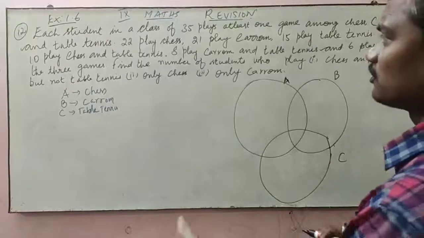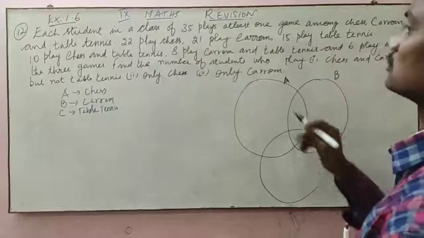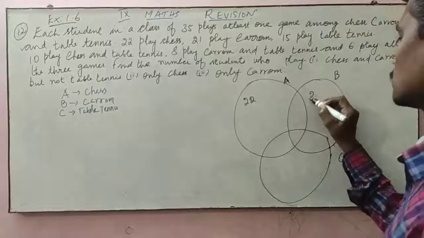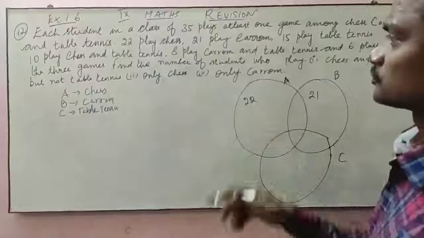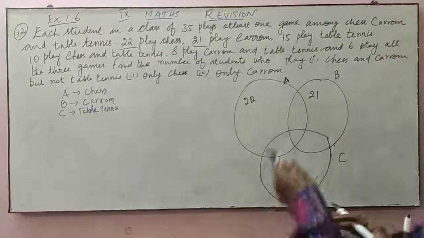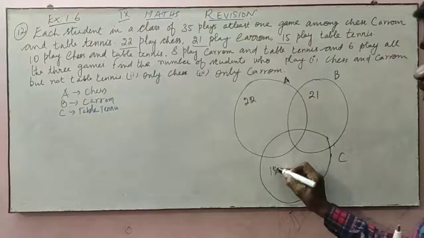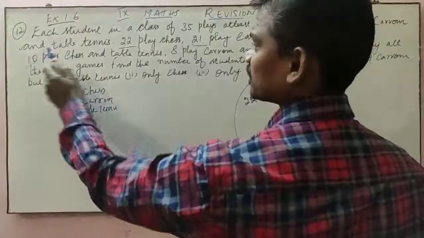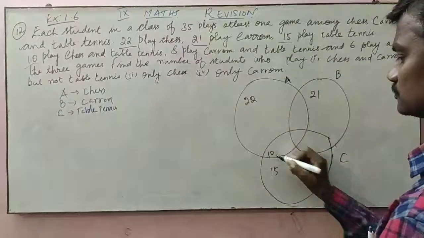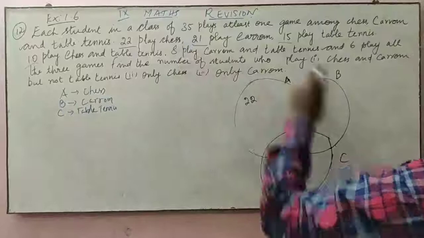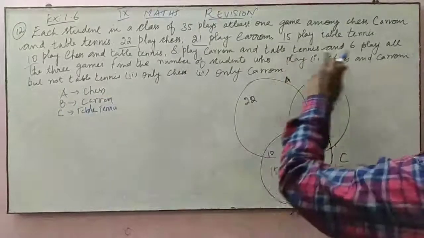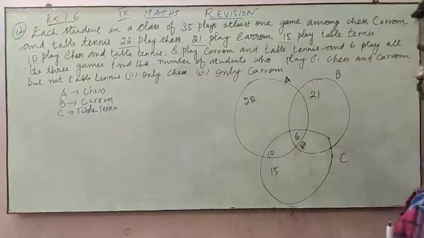Now we have to substitute the values. 22 play chess, 21 play carom, 15 play table tennis. 10 play chess and table tennis. 8 play carom and table tennis. And 6 play all the three. 6 has to come here.